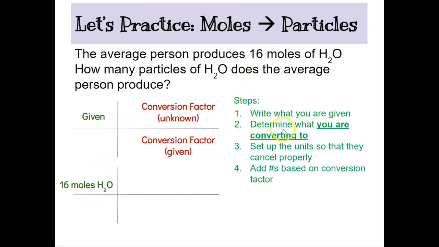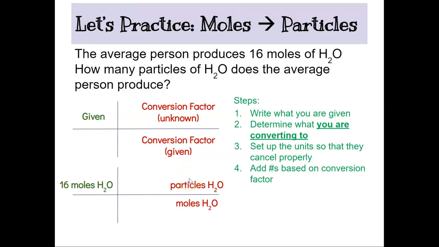Step 2, determine what we're converting to. We're starting with moles, and we want to know how many particles are produced. So that means we're going to convert to our particles. That means we want particles on top and moles on the bottom. Anytime you're doing conversions, whatever unit you want to end with is going to be the unit that goes on top for these single conversions. Because I want to end with particles, particles needs to be in my numerator.